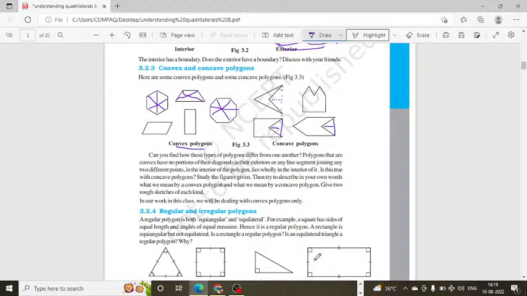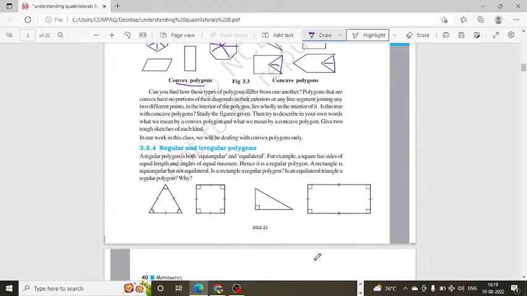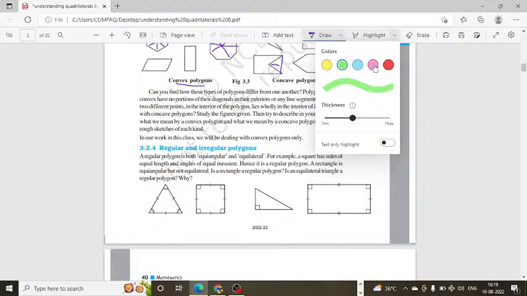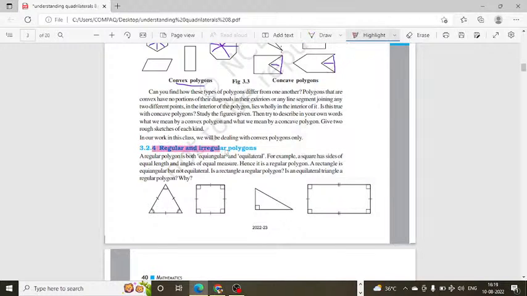अब हम बढ़ेंगे दूसरे टॉपिक की ओर. सो आपका दूसरा टॉपिक है रेगुलर एंड इरेगुलर पॉलीगन. सो क्या होता है रेगुलर एंड इरेगुलर पॉलीगन? सो जैसे कि आप देख सकते हैं यहाँ पे regular polygons has equal sides.